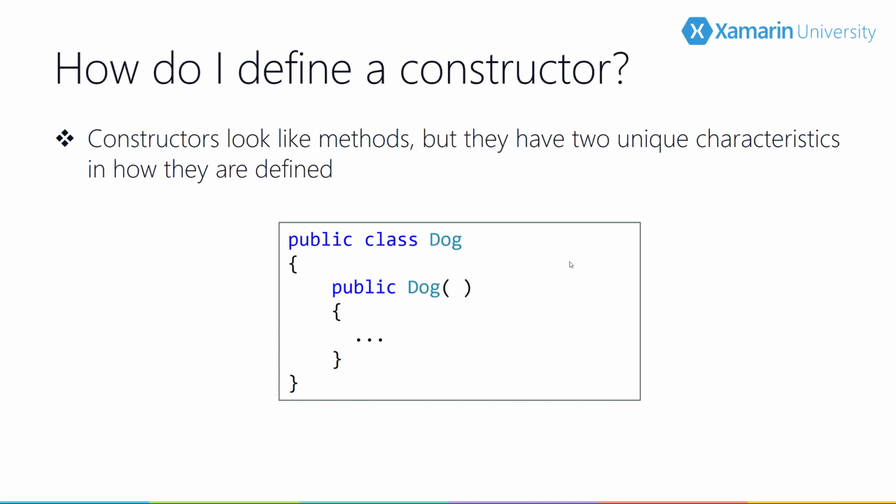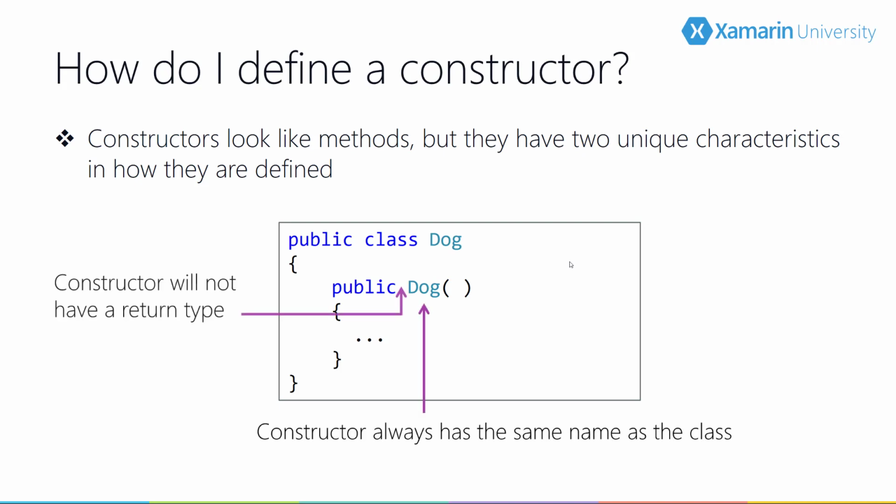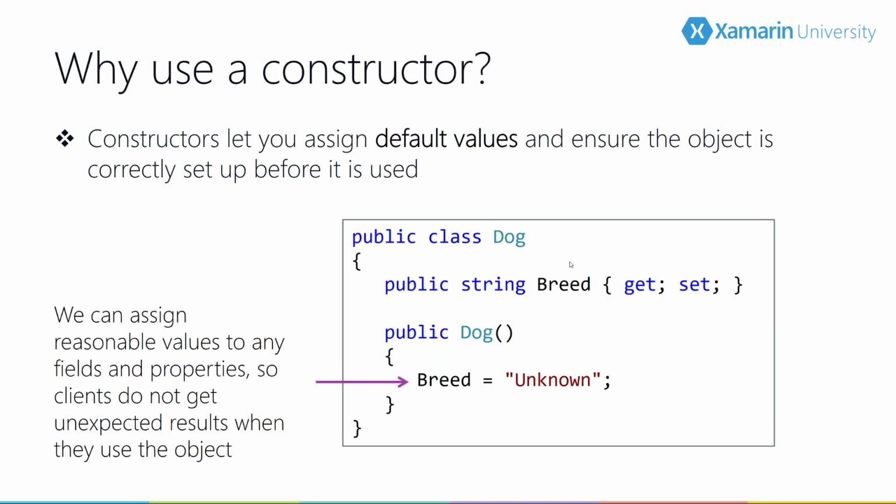So how do we create a constructor? A constructor looks just like a regular method, except there is no return type and the constructor's name is always the same as the class name. As you can see, the class is called dog, so the constructor is called dog, just with no return type.